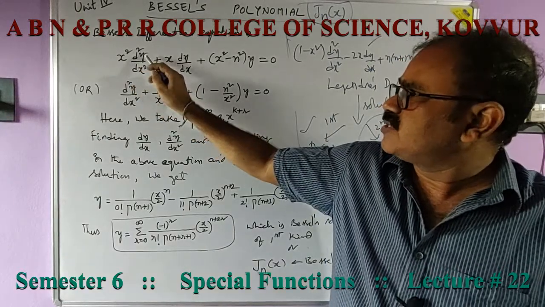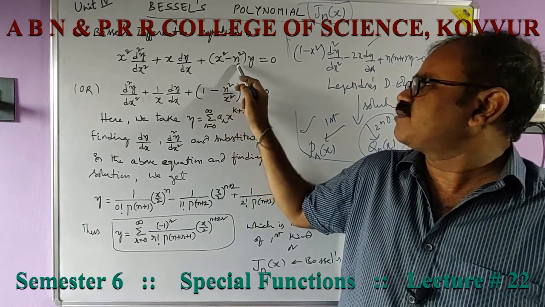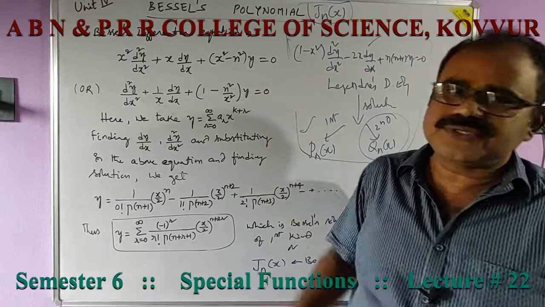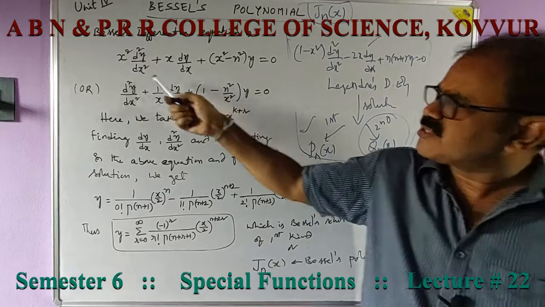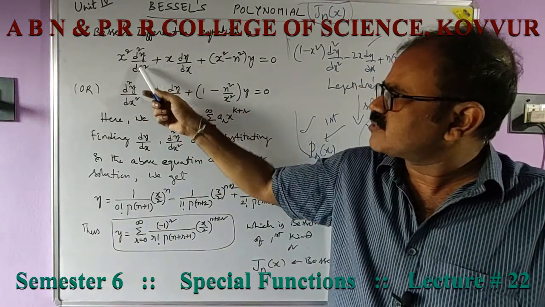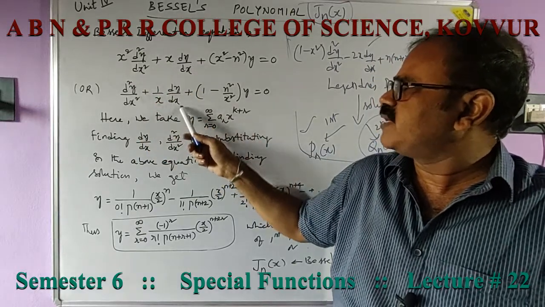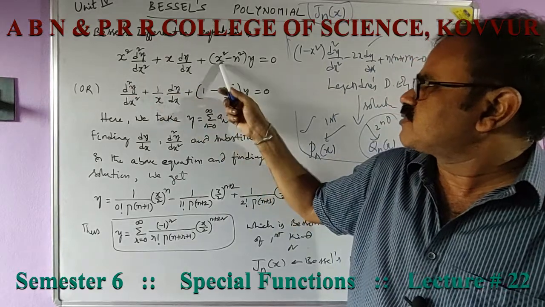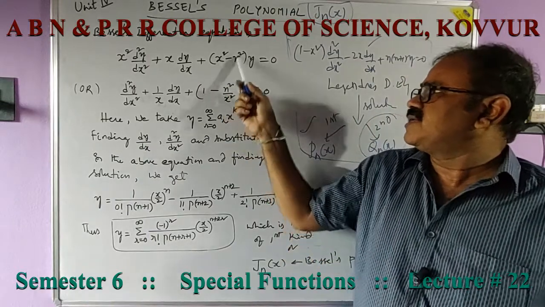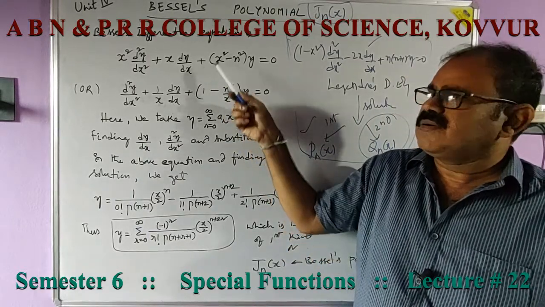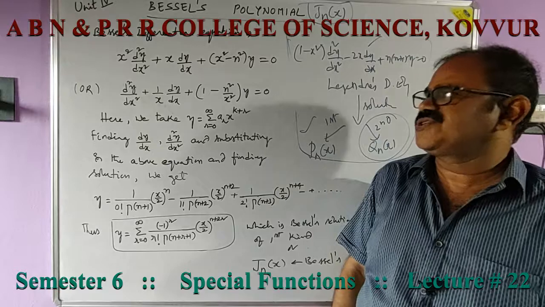x square d square y by dx square plus x into dy by dx plus x square minus n square into y is equal to 0. The Bessel's differential equation is this. Or this can be written as, if you divide with x square, d square y by dx square plus 1 by x dy by dx plus 1 minus n square by x square into y. In both ways we can write, both are the same. So this is the Bessel's differential equation.